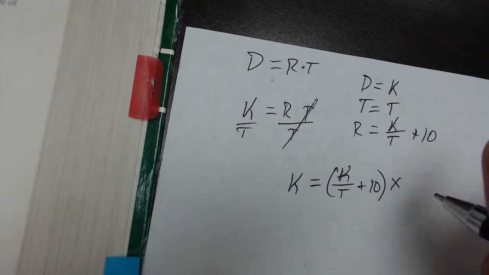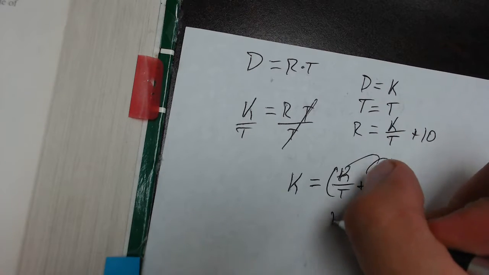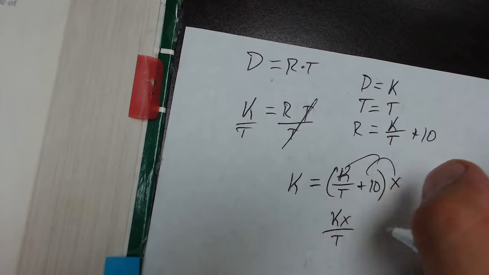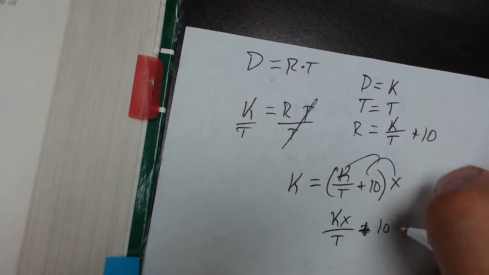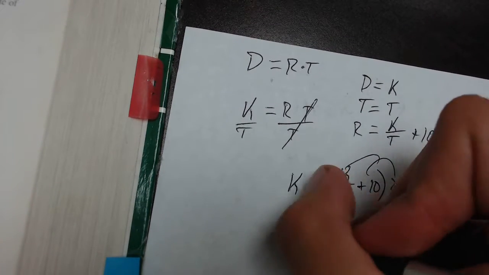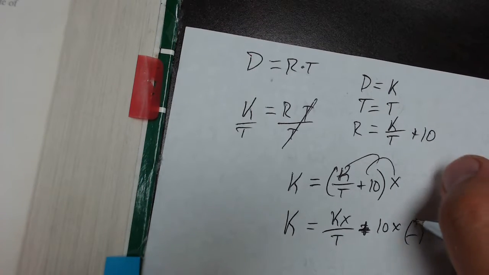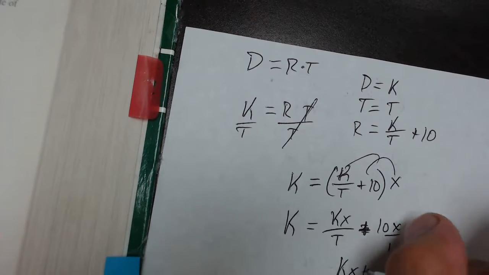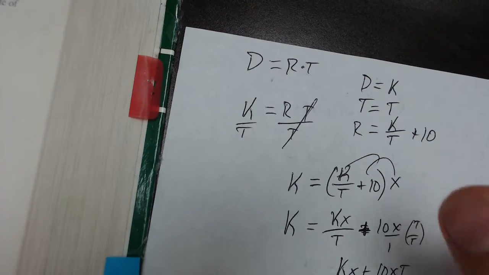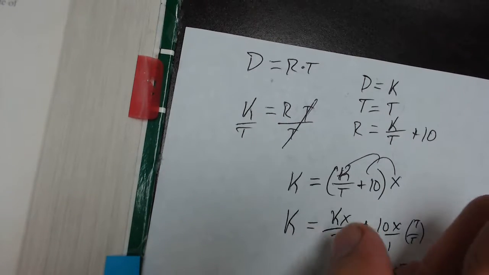And then I'm going to go ahead and solve this really similar to the last one. I'll go ahead and distribute X. I get Kx over T plus 10 times X equals K. From here I'm going to add my fractions, but before I can add my fractions, I need a common denominator. So then what I get is Kx plus 10xt all over t. That's going to equal k.